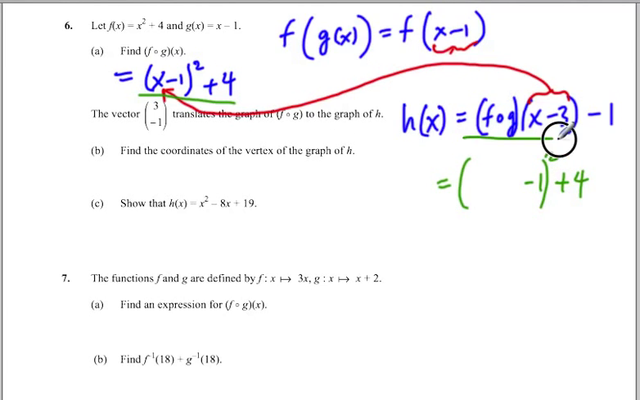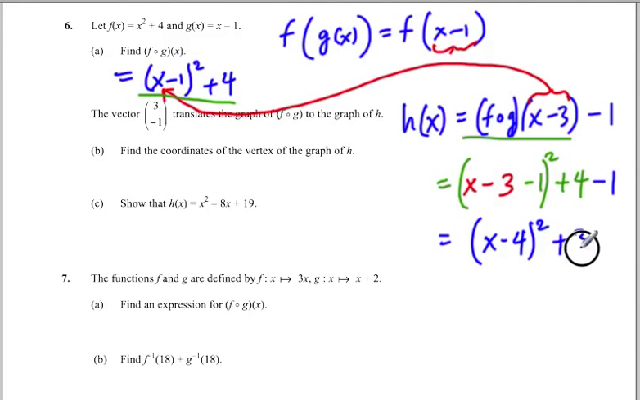So I've basically done this part. But then don't forget that there's this minus 1 at the end over here. And there's the other thing, which is that something that I plug into the x. So instead of x, I'm going to write x - 3. Now all we have to do is simplify this. If we simplify, we get x - 3 - 1 is -4, and +4 - 1 is simply +3.